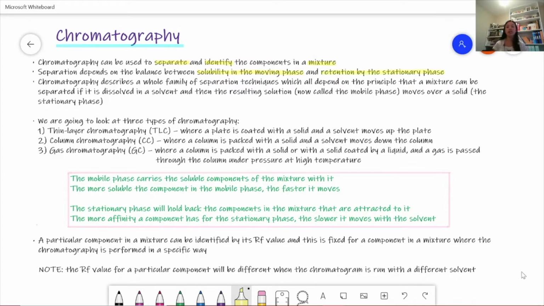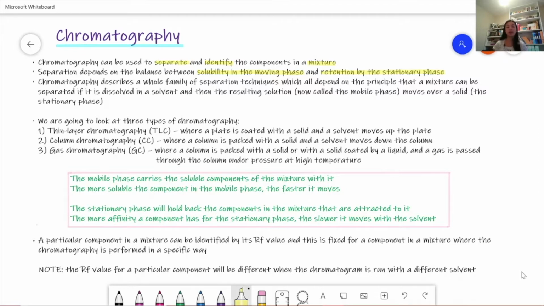Chromatography describes a whole family of separation techniques, and they all depend on the principle that a mixture can be separated if it is dissolved in a solvent, and then the resulting solution, now called the mobile phase, moves over a solid, which is the stationary phase.